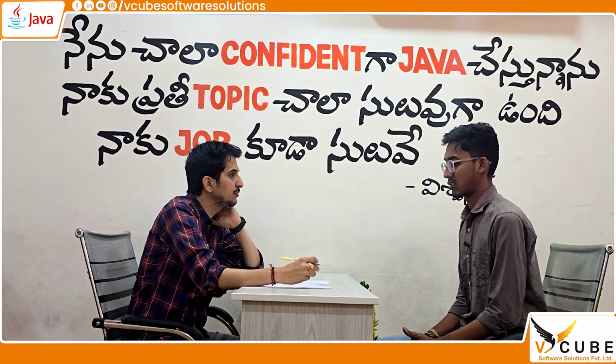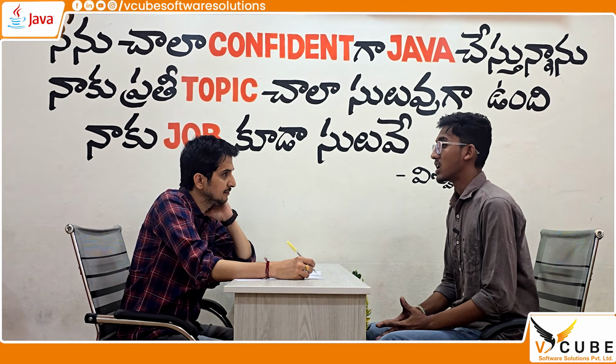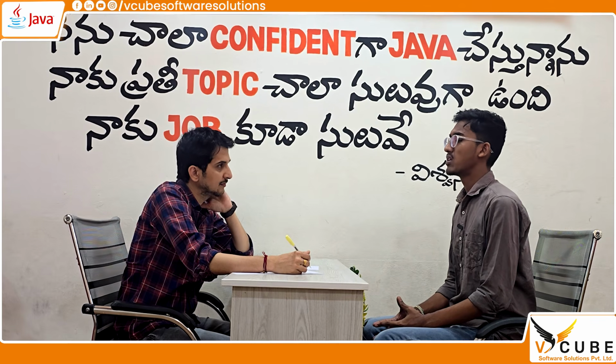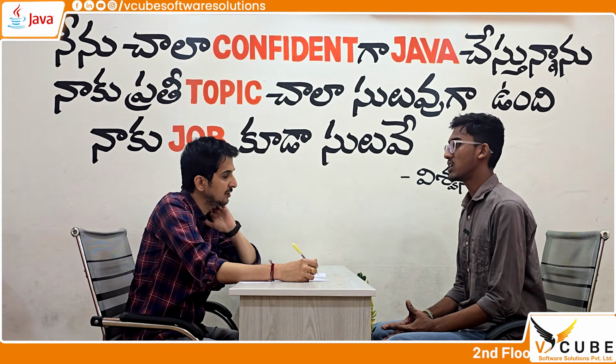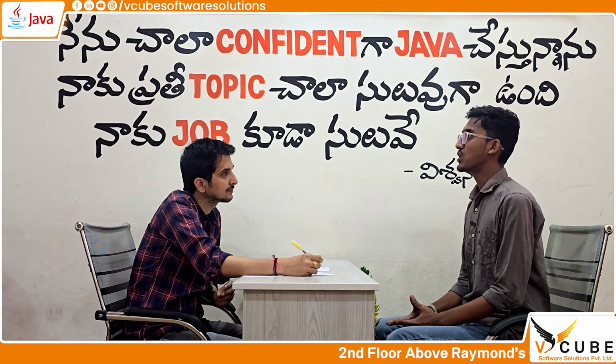Right. Tell me what is meant by anonymous object. An anonymous object is creating an object without a reference variable. Why are you creating an object without a reference? Okay.